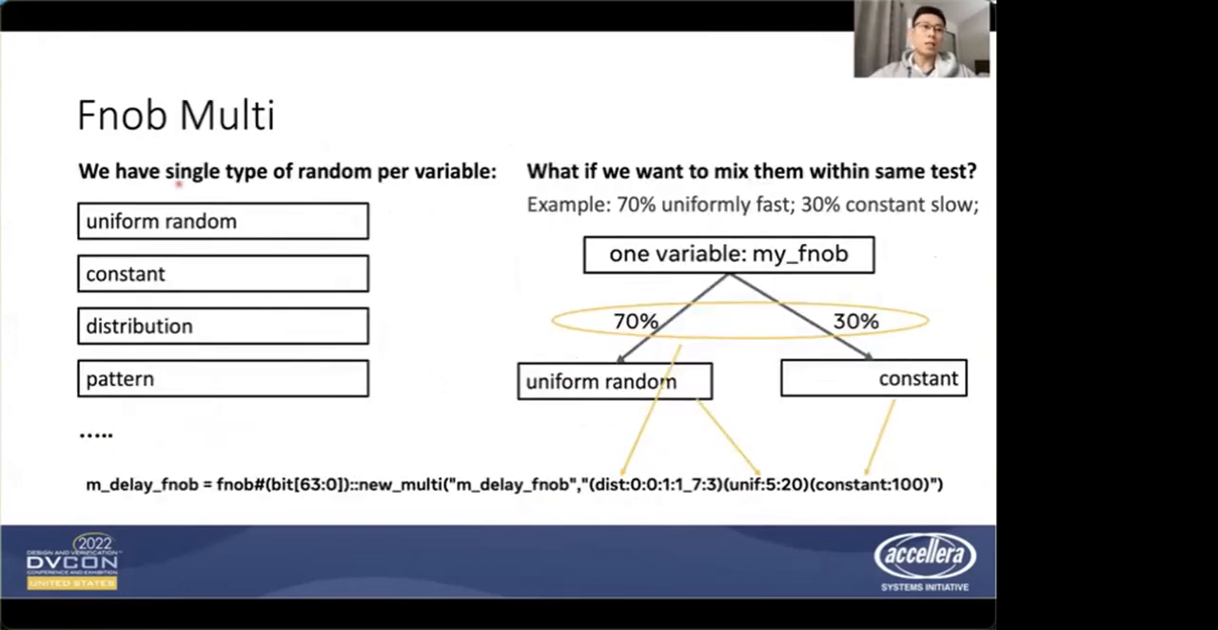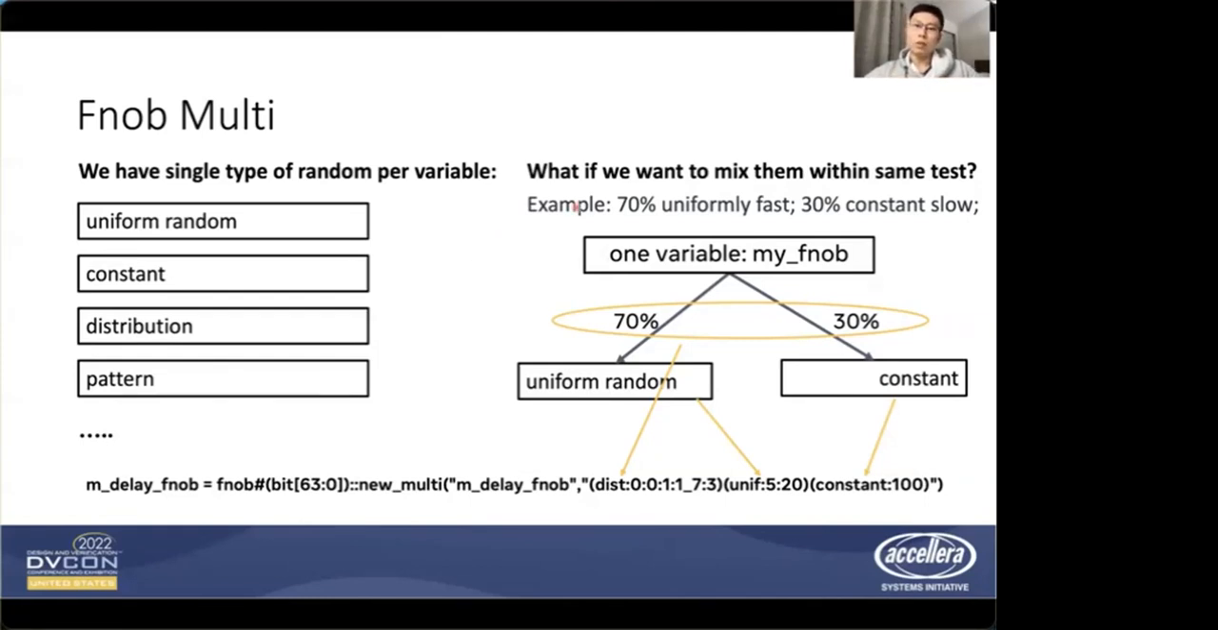So having said that, we now have the single type of random per variable available. It can do uniform random, distribution, pattern, many different types of things. But what if we want to mix them within the same test? And we want to mix them in the simplest way we can, which means one line of code.